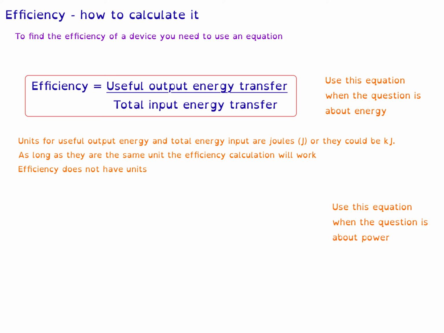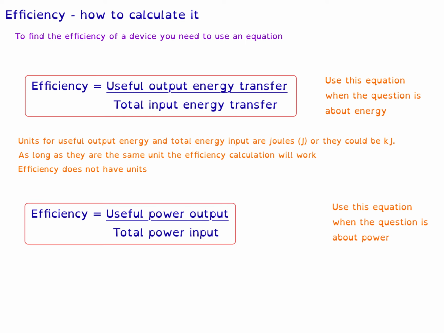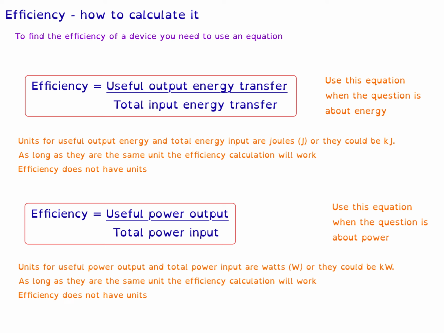When the question is framed in terms of power, we use this equation. Efficiency is useful power output divided by total power input. The units for useful power output and total power input are in watts, or they could be in kilowatts. As long as they're the same unit, the efficiency calculation will work, and as ever, efficiency does not have units.